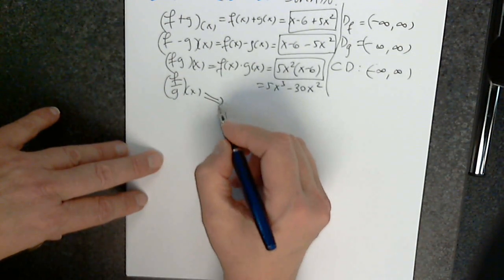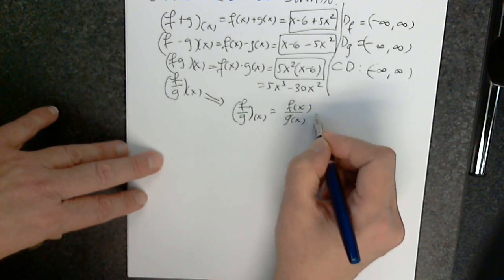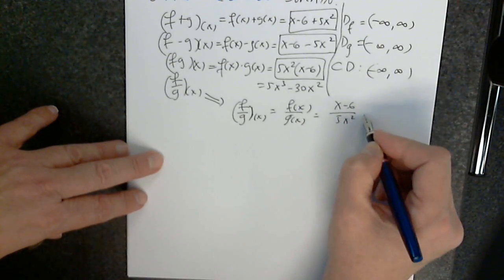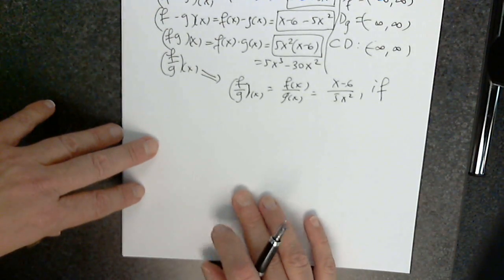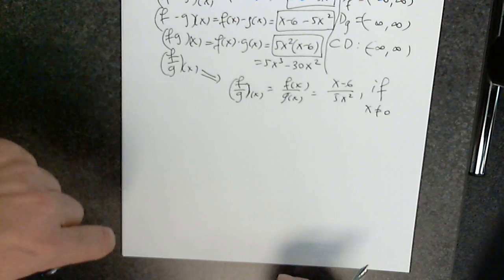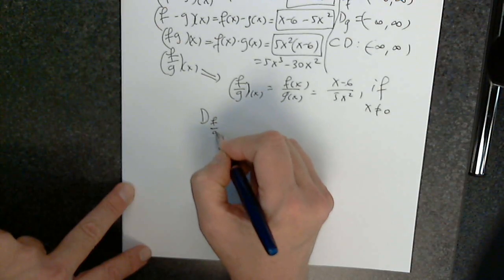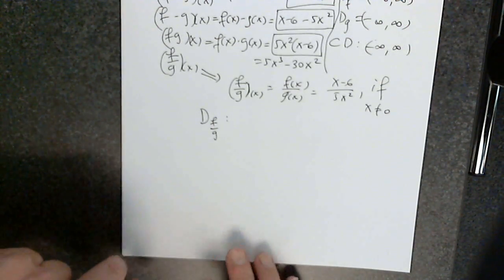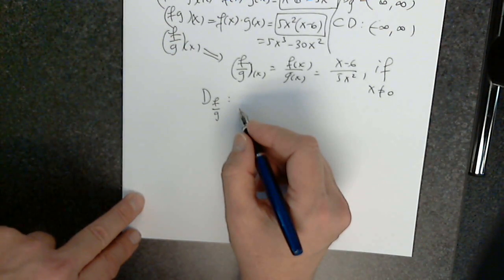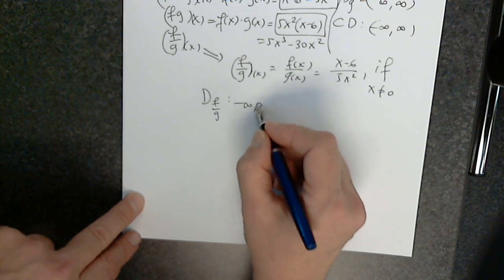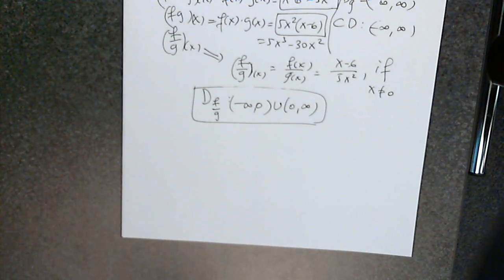But now when I write the ratio, f over g, this is f of x over g of x, I copy x minus 6 and I copy 5x squared, and I have to put a comma and I have to write if. Excellent. So as you see, in this particular case, the first three functions were defined on all real numbers, but can anyone give us the domain of the ratio? Very good.